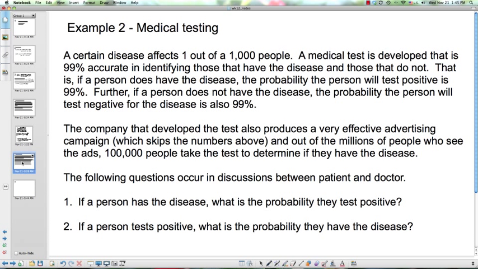Now imagine the company that develops the test also produces a very effective advertising campaign. And of course, an advertising campaign that's going to be effective would skip all those numbers and appeal to people in some other sort of emotional way.